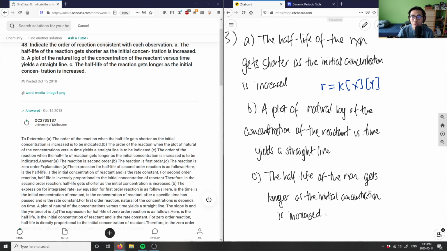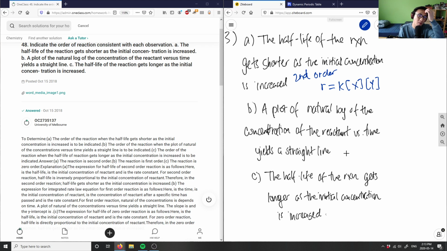So it's asking us, if we increase the initial concentration, the half-life is going to get shorter, or you can say the rate is going to get smaller, right? If that's the case, it's definitely non-linear, so it can't be first order. In this case, it would be second order, because if the half-life gets shorter as I'm increasing X, my rate is going to get shorter. So this first one is a second order reaction.